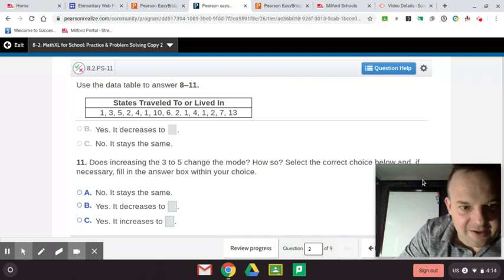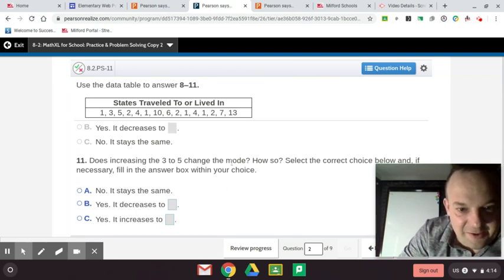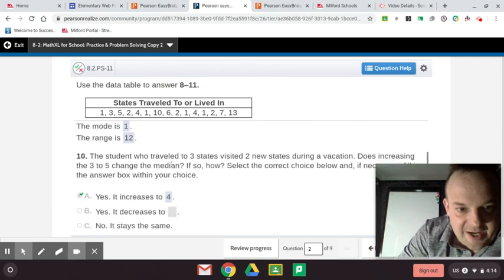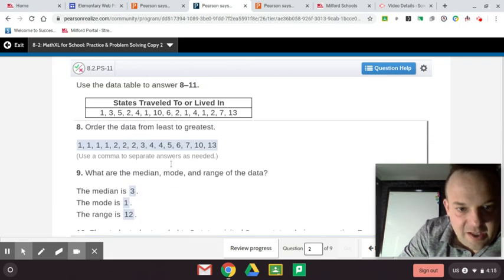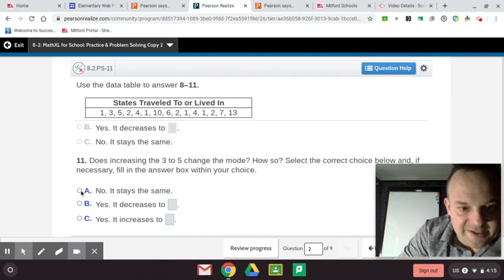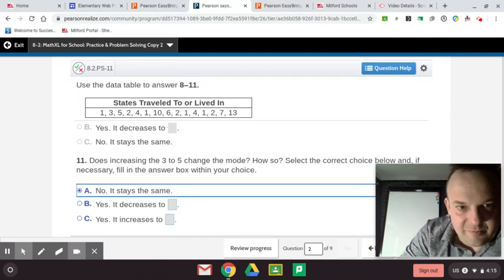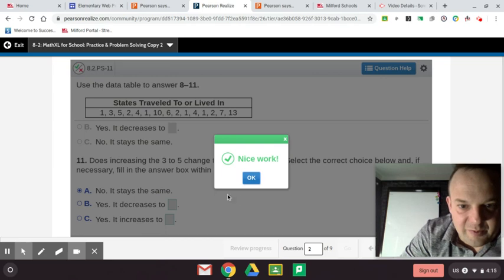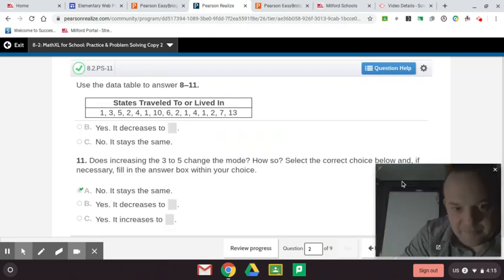Again? Does increasing the 3 to the 5 change the mode? Well, let's look back up. The 3 is now 5, which means that there are 2 5s. So no, it stays the same. The mode stays the same because there's not more. Remember, there were 4 1s in my example.